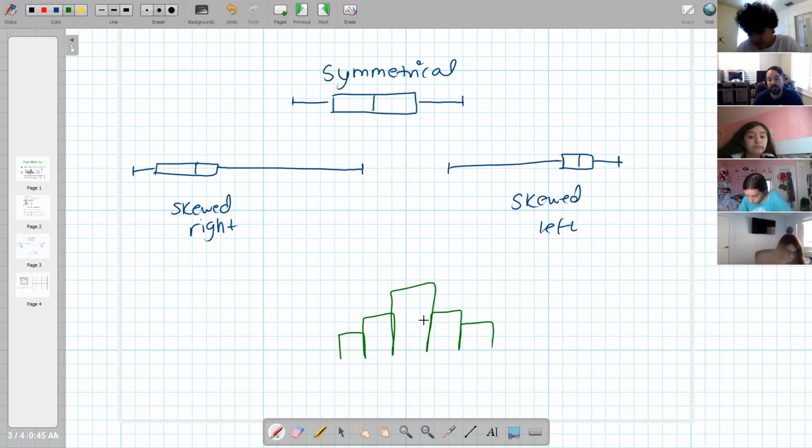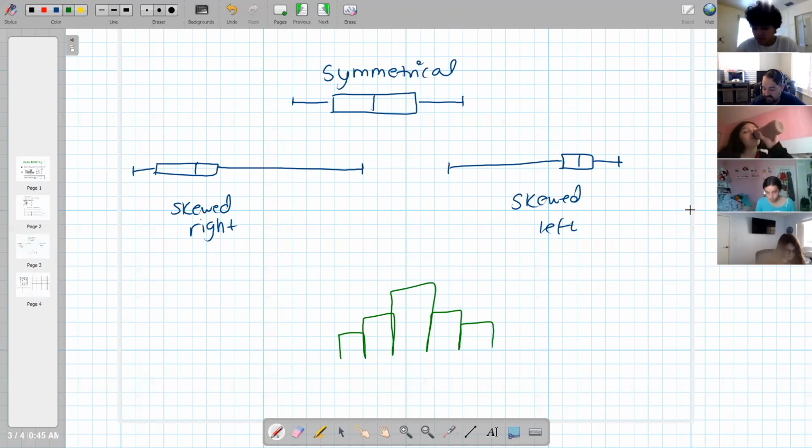And the further we get away from average, the further we get away from kind of the normal, I don't like that word, let's go with average. The further we get away from the average, right, the fewer people there are going to be. That's called a symmetrical shape. But we also have skewed left and skewed right shapes.